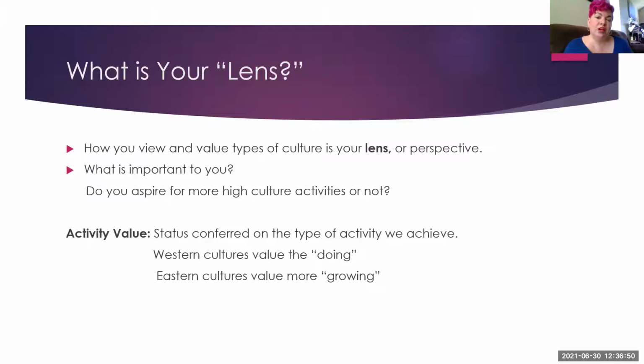The book talks about what's called the activity value, and it's the social status we give to people who are in like high value professions, people who are seen as the doers in Western civilization or Western cultures, I should say. So if you think about your doctors, your lawyers, CEOs of companies, moguls, we tend to put a lot of high social status on those doers, professors, for example.